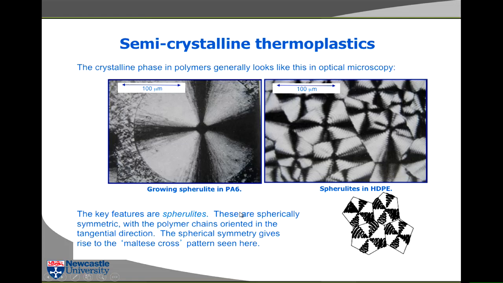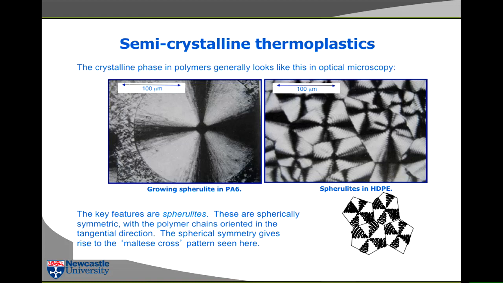And what that means is that these crystalline regions rotate as you go around. And you can actually show that the crystalline chains go round the spherulite in the tangential direction. And this caused physicists a lot of trouble, trying to figure out what is the actual structure of the chains in one of these semi-crystalline polymers.